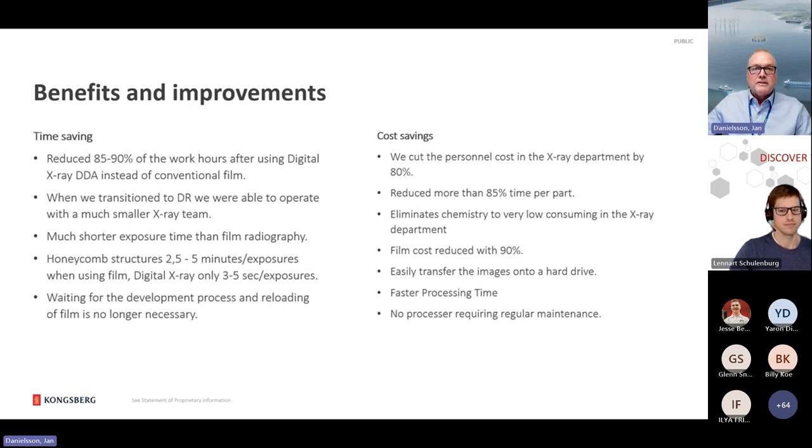And the cost savings: we cut the personnel cost in the X-ray department by 80%. We reduce more than 85% time per part. We eliminate the chemistry, so very low consumption in the X-ray department. Film cost is reduced by 90%. We still have 10% of parts where we need to use film. And you can easily transfer the images onto a hard drive, with faster processing time, and no processor requiring regular maintenance.